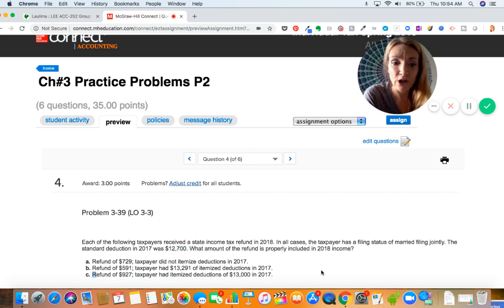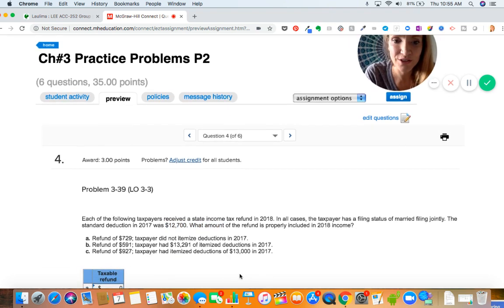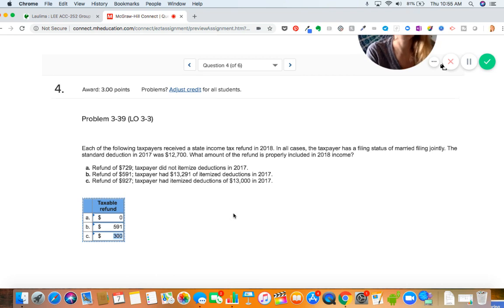So let's see. C here, a refund of $927. So what happens if we include that in income? What would their itemized deductions have been? $13,000 minus $927. So now we're below the standard deduction. So instead of including $927, we're going to subtract the itemized deductions minus the standard deduction. And that means we only need to include $300 in income. See that here? Okay.